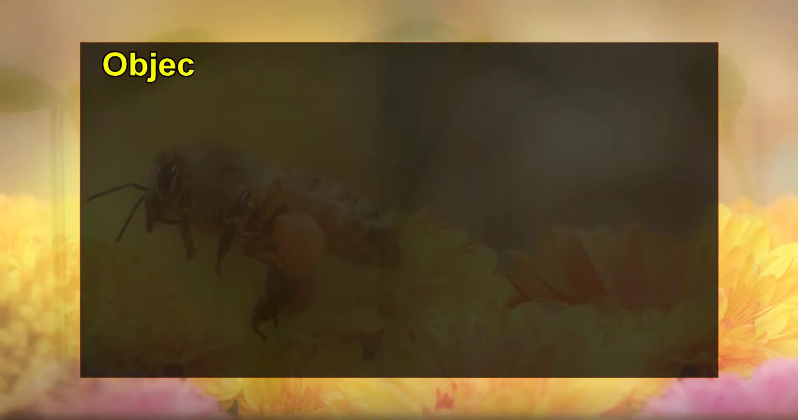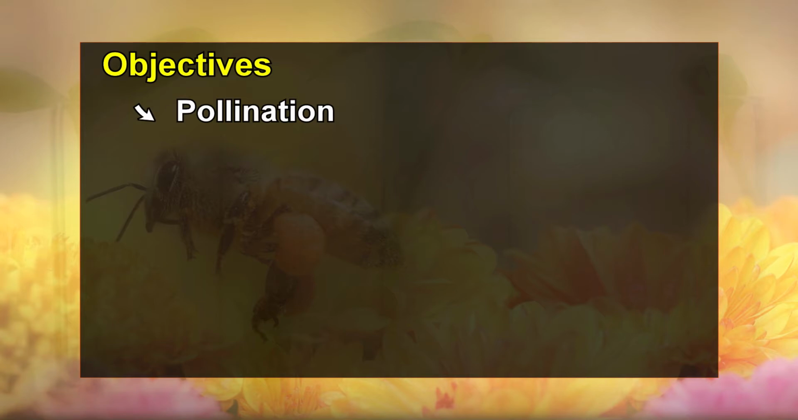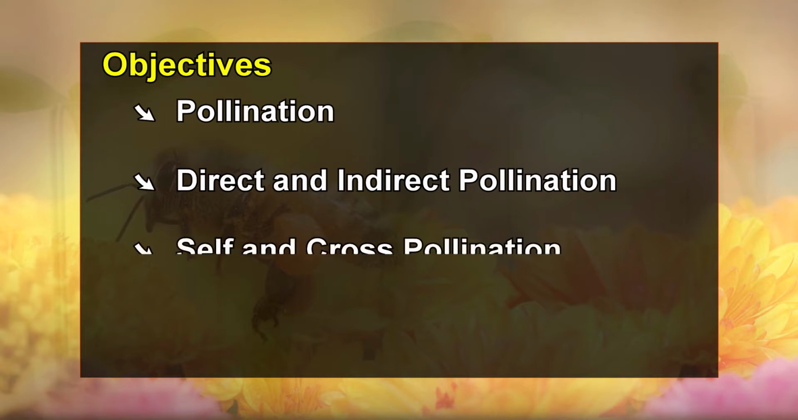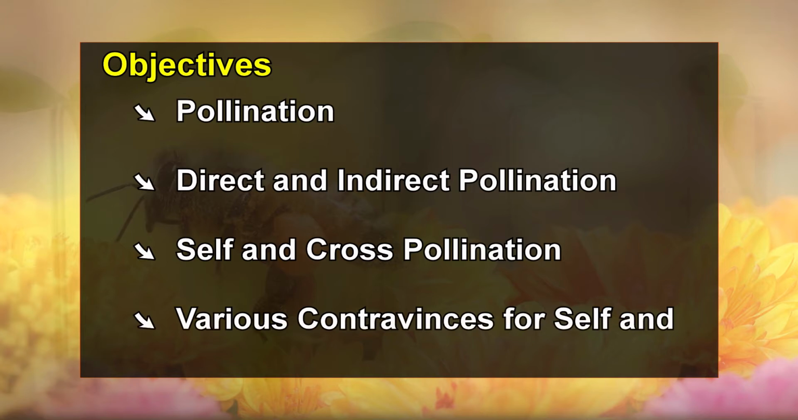In this lecture, I'll try to make you understand number 1, what is pollination? Number 2, what is direct and indirect pollination? Number 3, what is self and cross-pollination? Number 4, what are the various contrivances for self and cross-pollination?